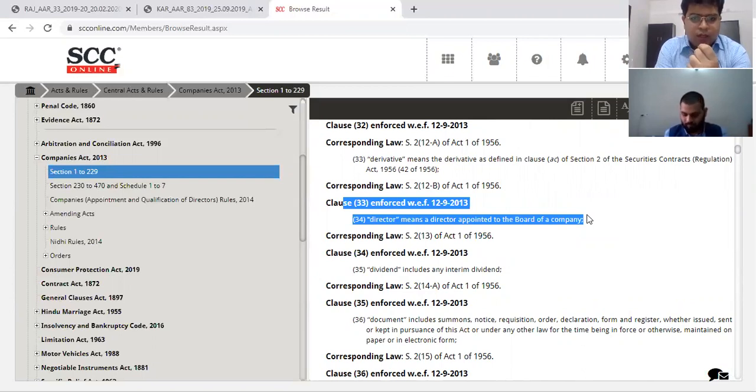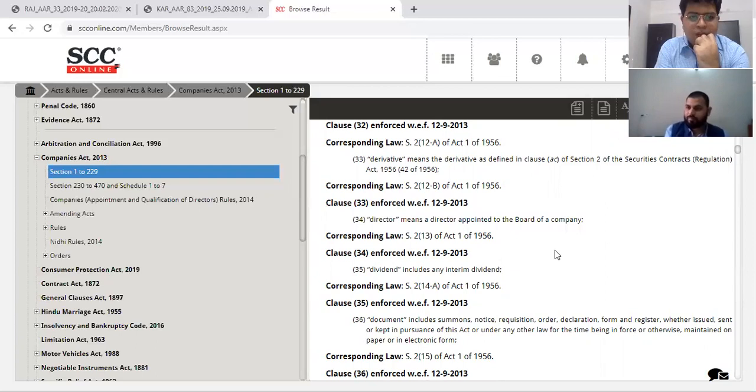Now, it's couched in the expression means, which means that it's an exhaustive definition. It means a director appointed to the board of the company. So any person who is appointed to the board of the company is a director. Now, the question we need to understand is what are the types of director. Under company law, we can have a managing director, a whole-time or non-whole-time director, an executive or non-executive director, and a nominee or independent director.